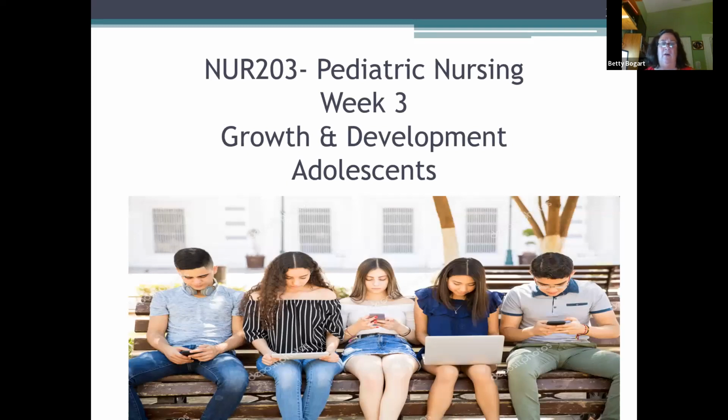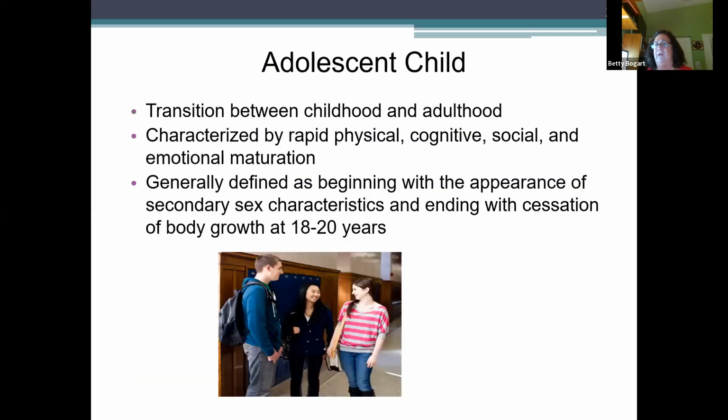Adolescence. I call this hang on to the roller coaster. It'll end, and then adolescence will be great again. Adolescence is a difficult time in life. It is a transition between childhood and adulthood. It is characterized by rapid physical, cognitive, social, and emotional maturation.